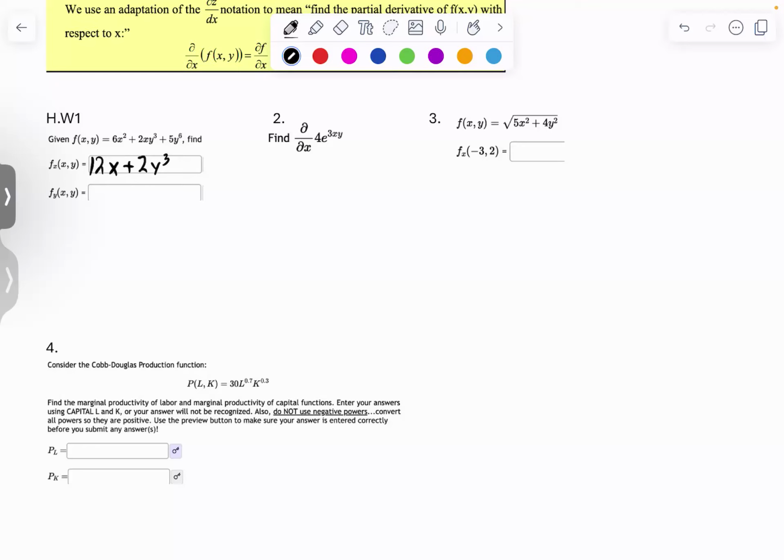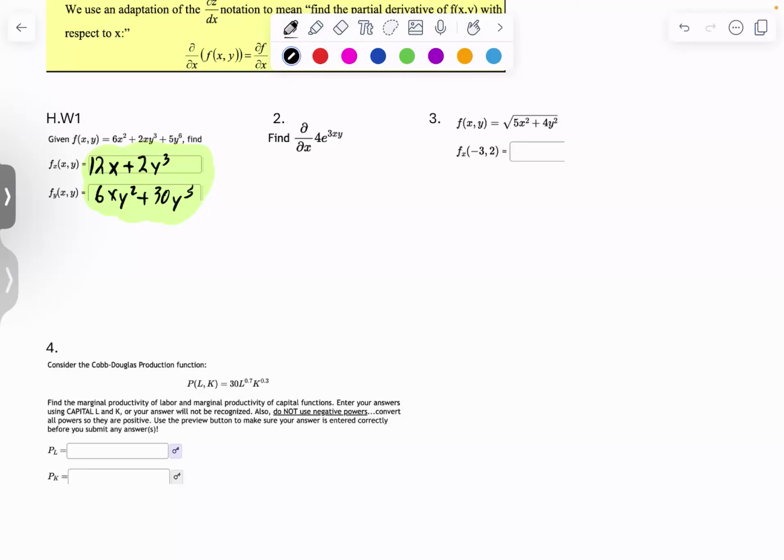And when we go with respect to y, 6x squared is gone. It doesn't count. The 2xy to the third becomes 6xy squared. And 5y to the sixth becomes 30y to the fifth. And here are our two solutions for our two different derivatives in two different directions.